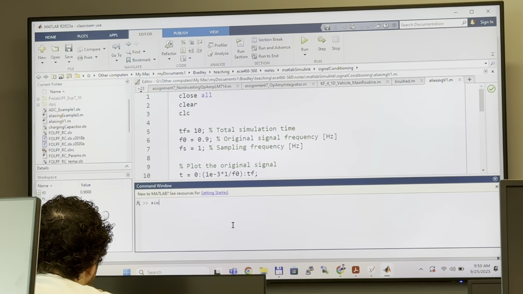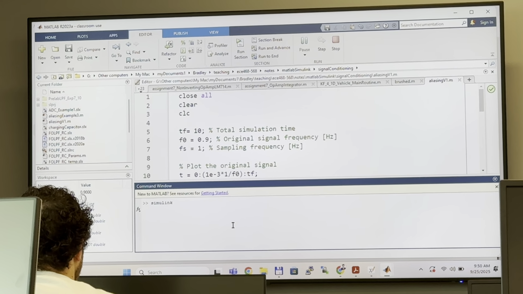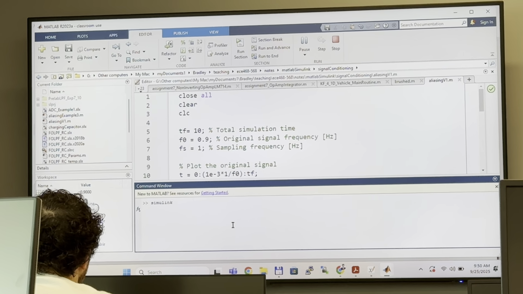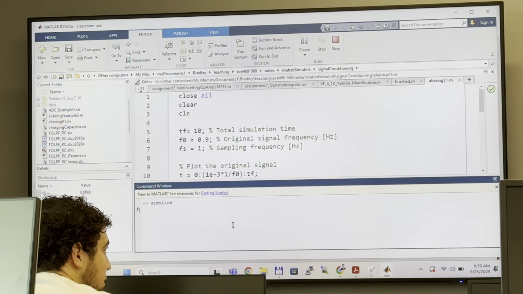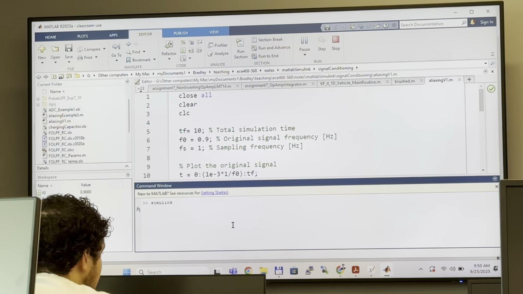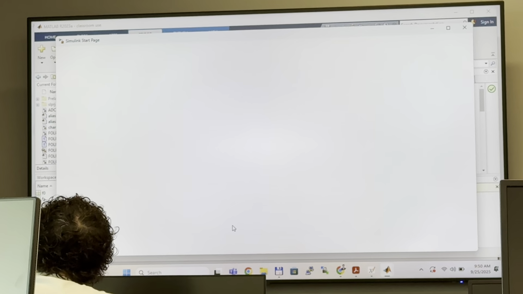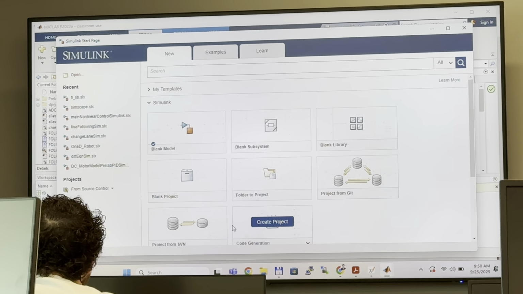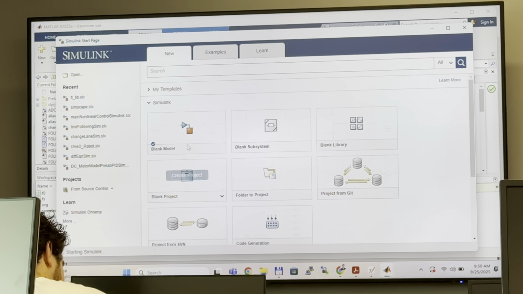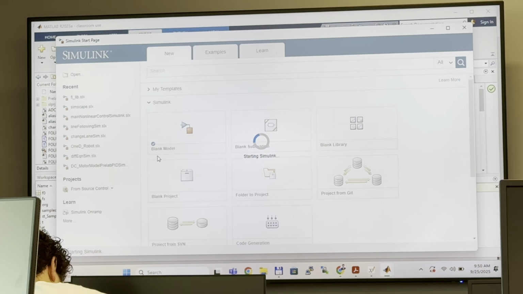So, this is MATLAB, guys. Talking about MATLAB, Simulink, let me show you. I'm not in class, I'm almost done with this chapter. Let me show you. So 1 over S is basically an integrator, and it is coming right from here. So here we have a blank model.